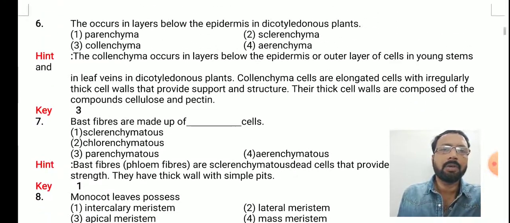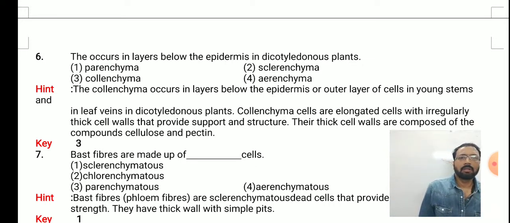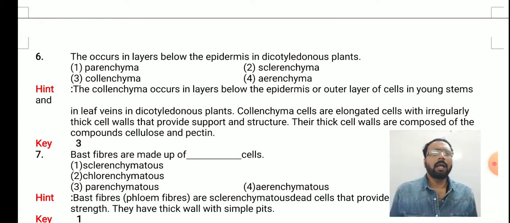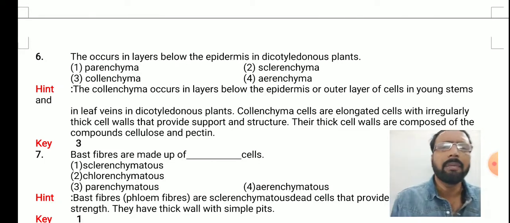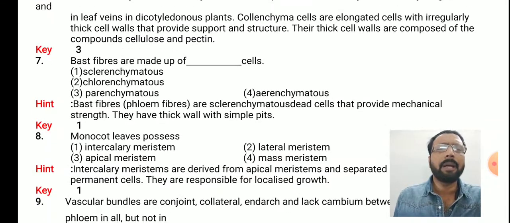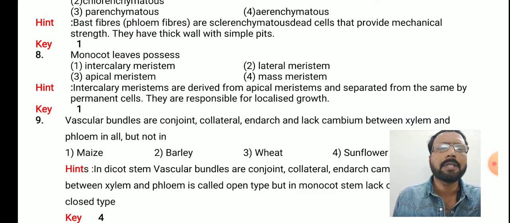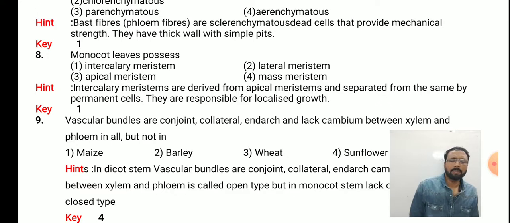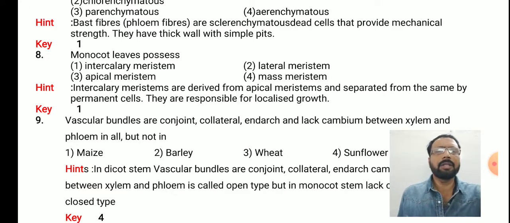Then, sixth question. The blank occurs in layers below the epidermis in dicotyledon plants. Yes, in dicotyledon plants below the epidermis, hypodermis is present, that is the collenchyma, directly. Bast fibers are made up of sclerenchyma, directly the first option. Monocot leaves possess which meristem? Yes, sheathing leaf bases contain clearly the intercalary meristems.